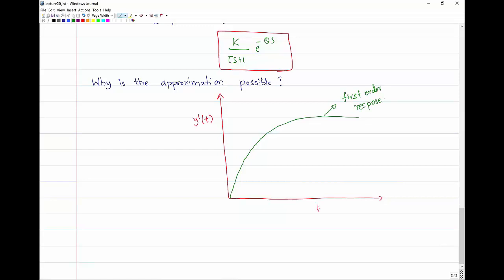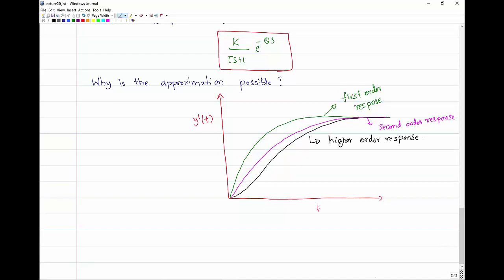That's a typical first-order response. And that is a typical second-order overdamped response. And if you have an even higher-order response, you will see a response like that. The response shown in black. Now, it is easy to see that we can shift the first-order response by a certain delay and get an approximation of the higher-order response.